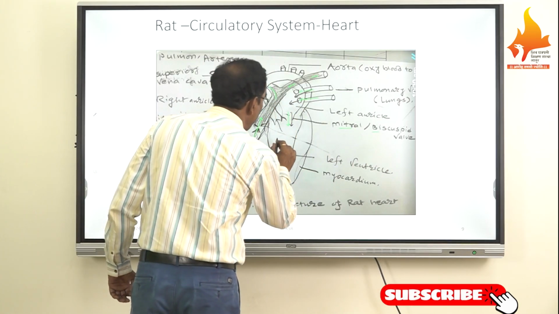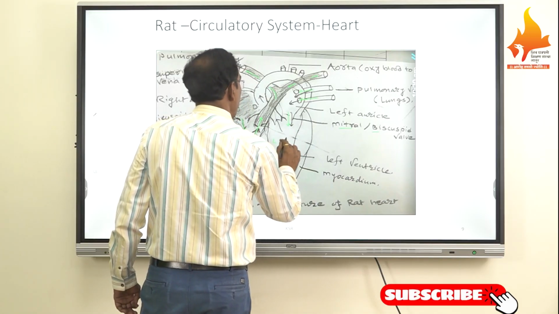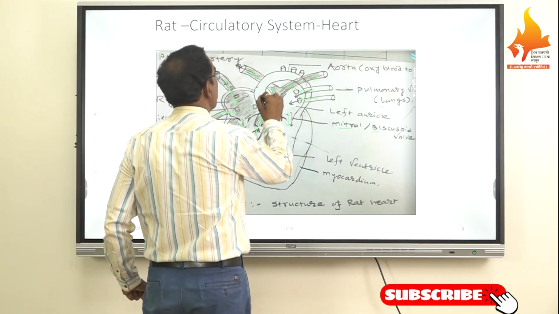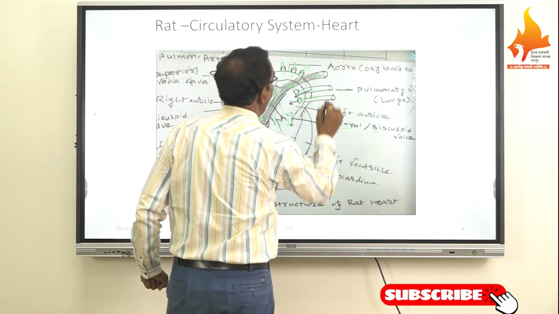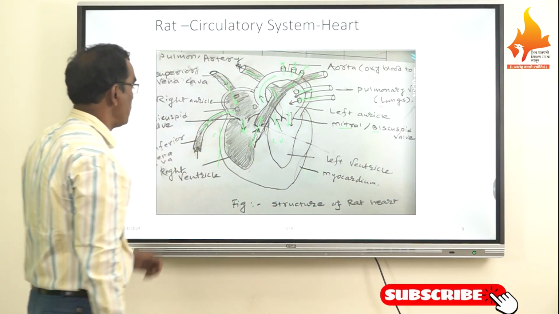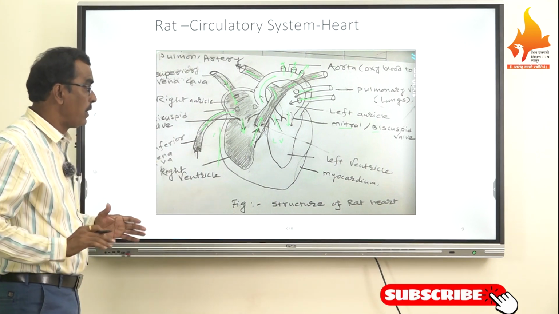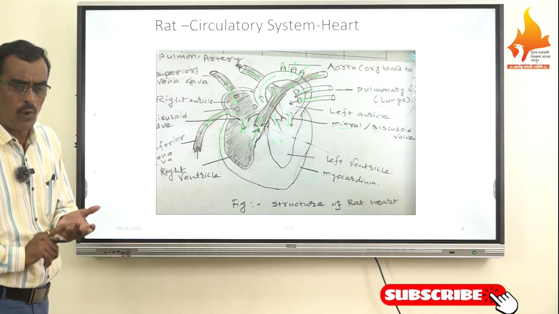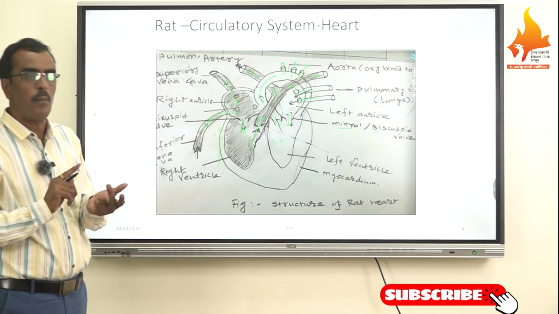Then blood comes here in the left ventricle, and when the ventricles contract, the blood will rush to the aorta, and from the aorta the blood will be distributed to each and every part of the body. So here the main thing is that the heart is the pumping organ made up of special cells, special tissue, or the special muscle fibers.